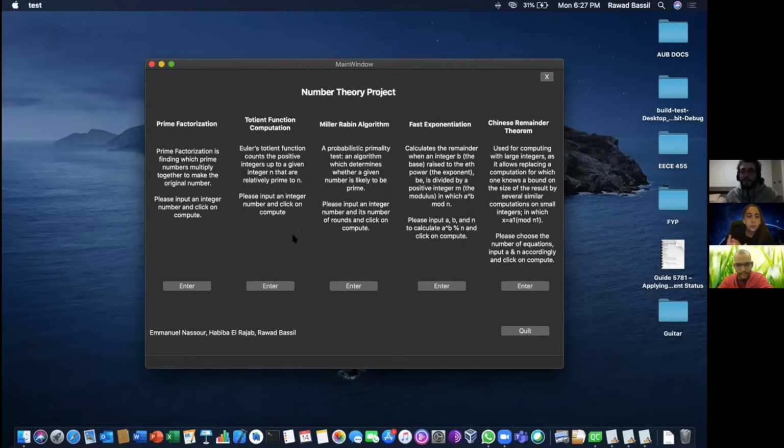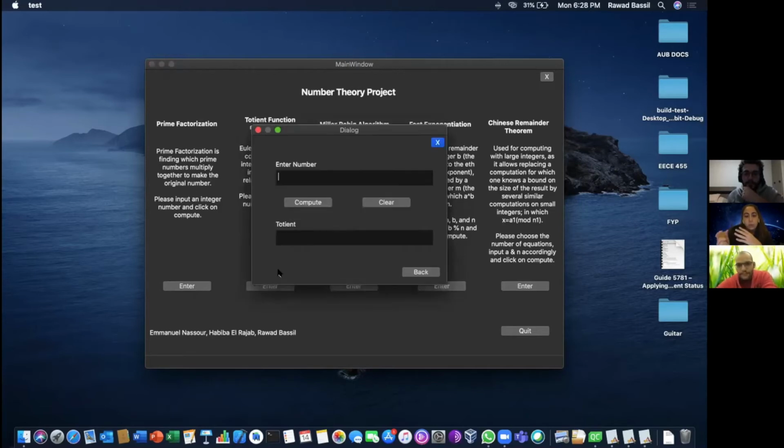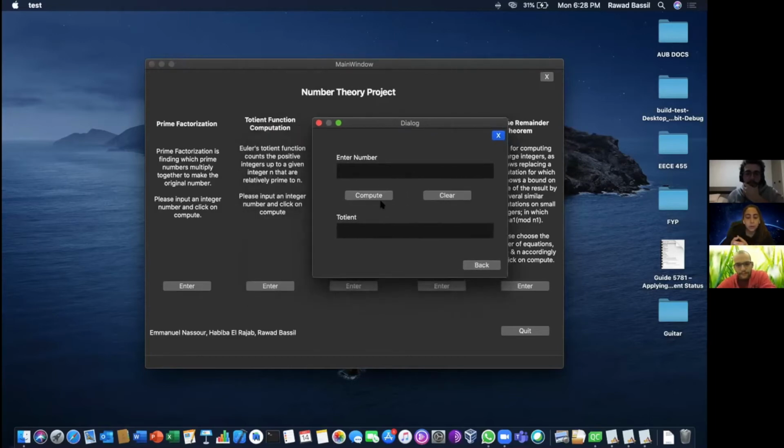Thank you, Rawad. So now moving on to Euler's totient function. Basically, what this function does is that it counts the positive integers up to any given integer n that are relatively prime to it. So now we're just going to input a small integer, which is 8, for example. So if we can please input that and compute. So it gives us 4. However, if we input 2,355, basically, this is what it gives us.